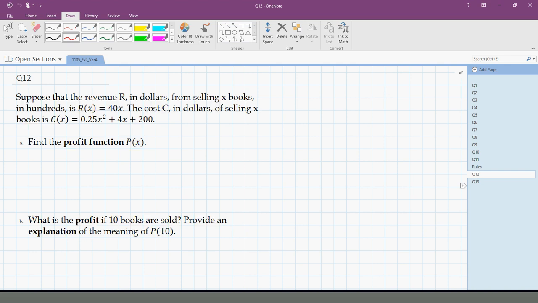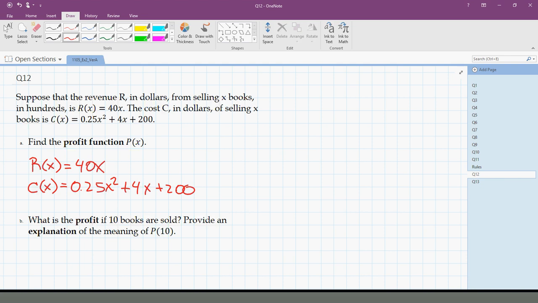Suppose that revenue R in dollars from selling X books, in hundreds, is given by the function for the revenue, which is 4x. The cost C in dollars of selling X books is given by the function of the cost, 0.25x squared plus 4x plus 200. So we have to find the profit function.